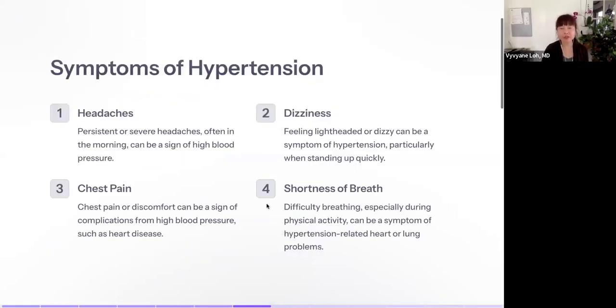What are some of the symptoms that come about with hypertension? Well, some people can get headaches. Persistent or severe headaches, especially in the morning, can be a sign of high blood pressure. Some people will experience feeling lightheaded or dizzy. Some people may even develop chest pain or complications due to untreated high blood pressure. You could also get shortness of breath when you're engaged in any kind of physical activity.